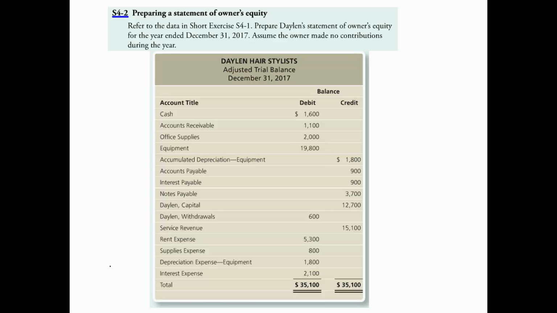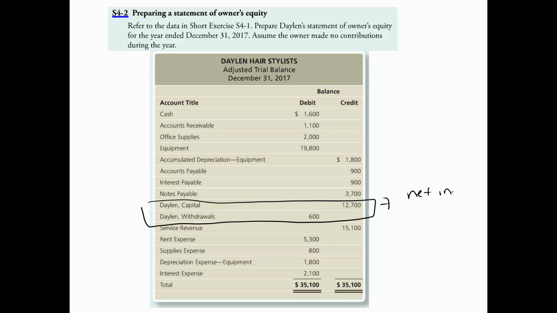Then we take the same thing, they want us to do the statement of owner's equity. So what I need on the statement of owner's equity, I need the beginning capital balance, I need the withdrawals, plus I need the net income from the income statement, which we said was $5,100, I think.